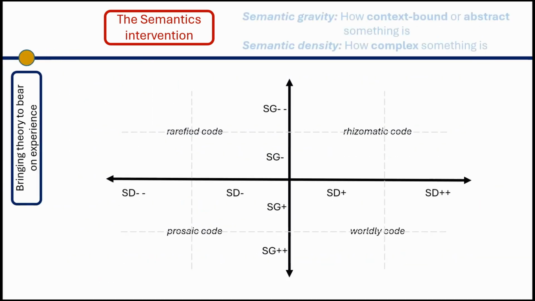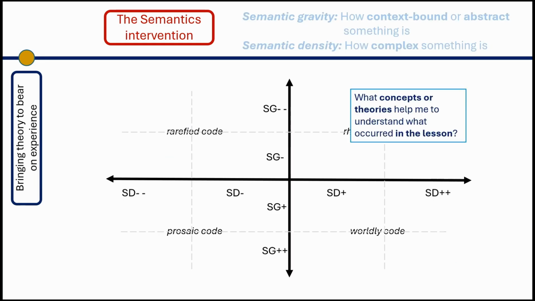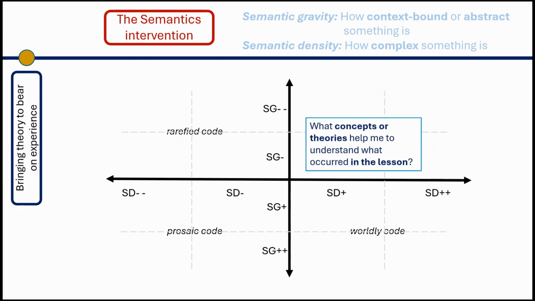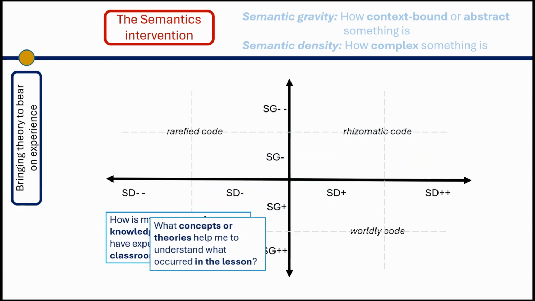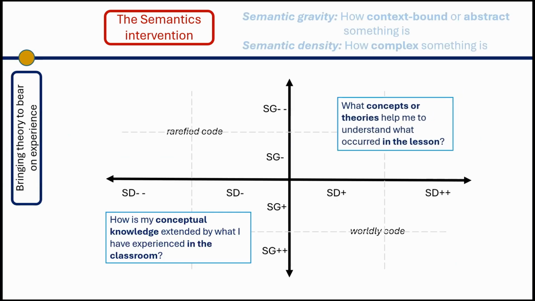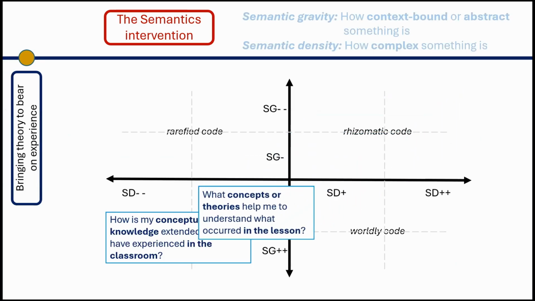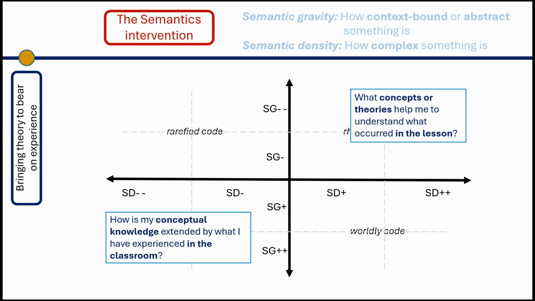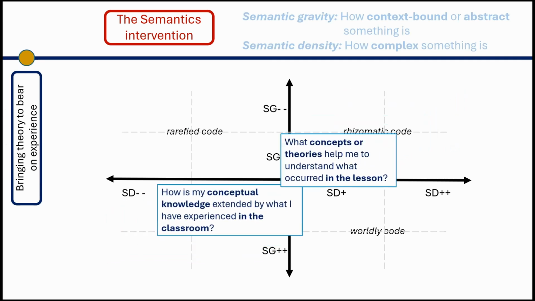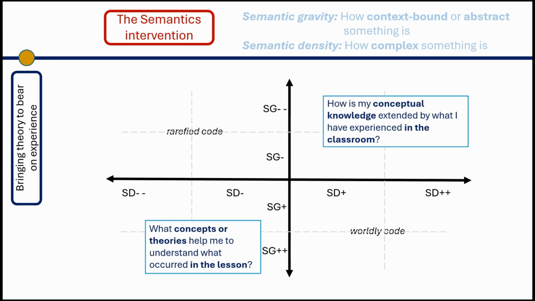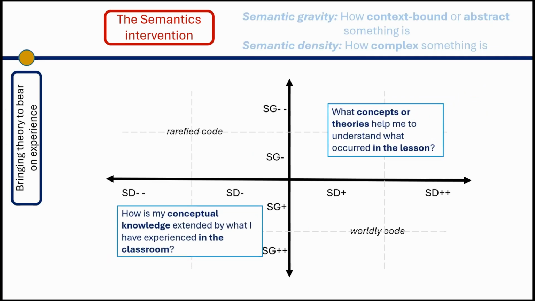So I'm just going to take the first two prompts. You can see how they operate differently in two ways. Firstly, they get students to be working in different codes, but also to shift between those codes. The first is taking theory to bear on practice, and the second, practice to bear on theory. So it's encouraging those movements across the plane.